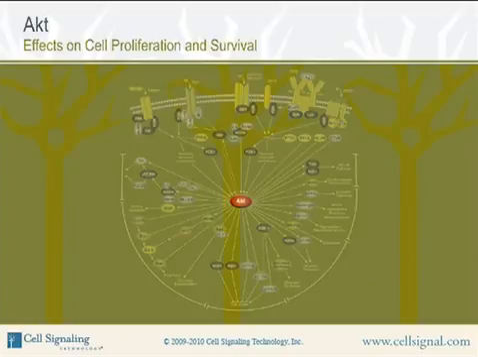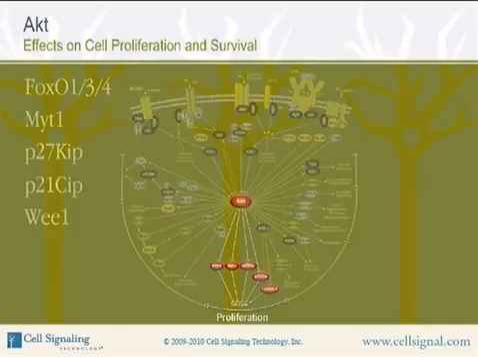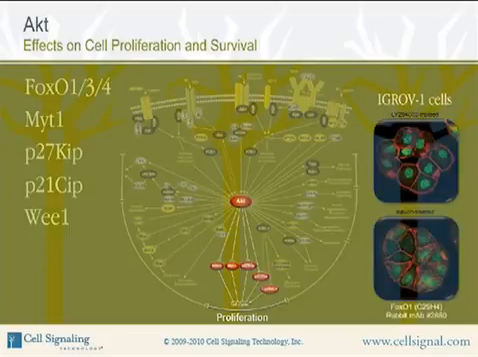Effects on cell proliferation and survival. AKT promotes cell proliferation by inhibiting a number of cell cycle inhibitors. AKT targets in this group include FOXO1, 3, and 4, MYT1, p27-KIP, p21-CIP, and WEE1. IFIC analysis showing inhibition of the transcription factor FOXO1 by AKT in IGROV1 cells is shown here. IGROV1 cells are a human ovarian adenocarcinoma cell line.